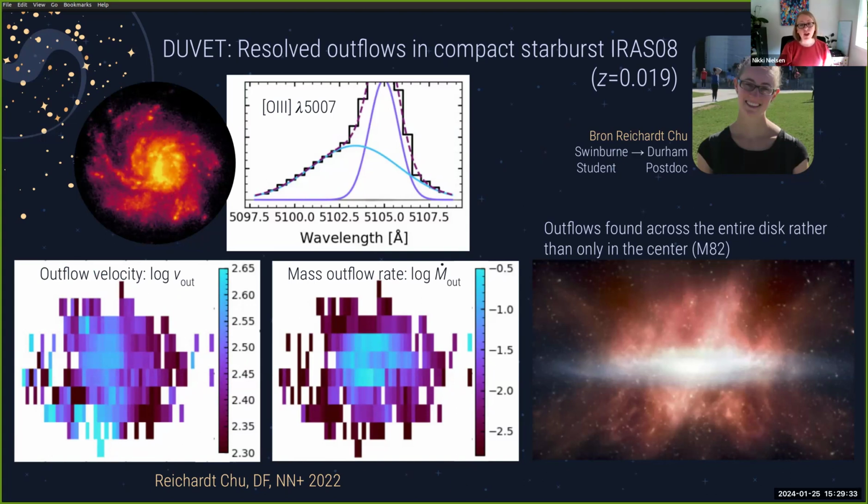So rather than that canonical picture we have of M82, the most famous local starbursting galaxy, where you have these biconical outflows where the outflow is launched only from the center of the galaxy, IRS-08 is actually launching outflows across the entire disk. And so that is quite exciting.